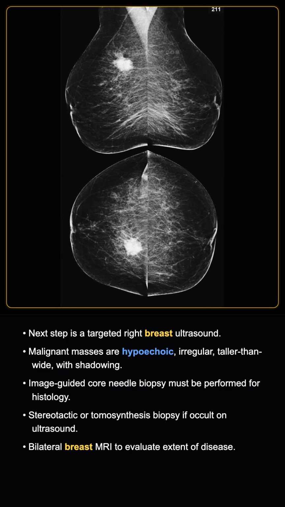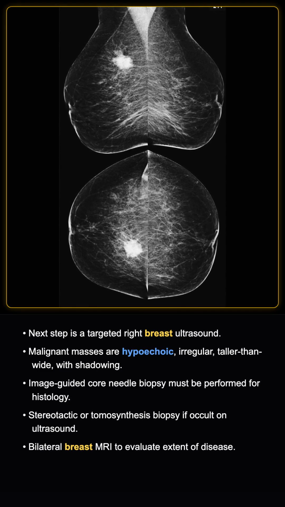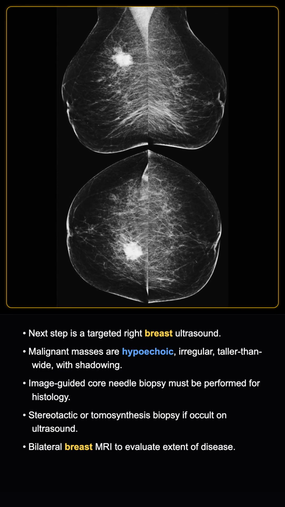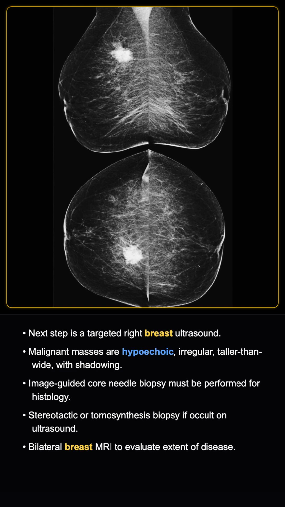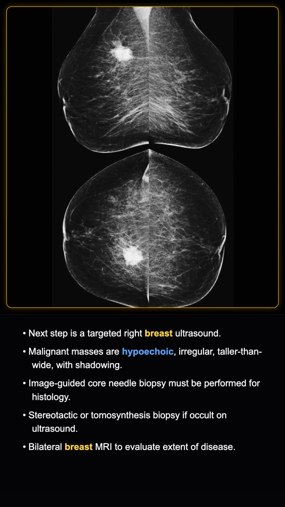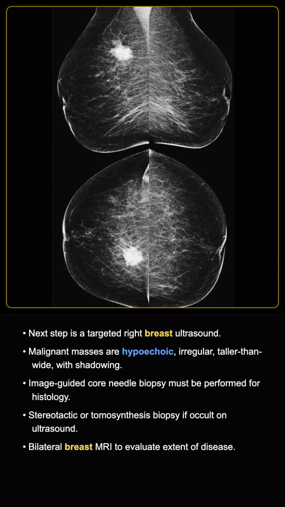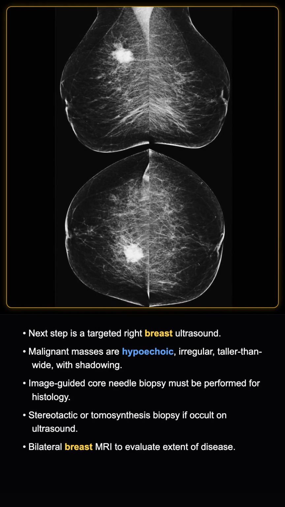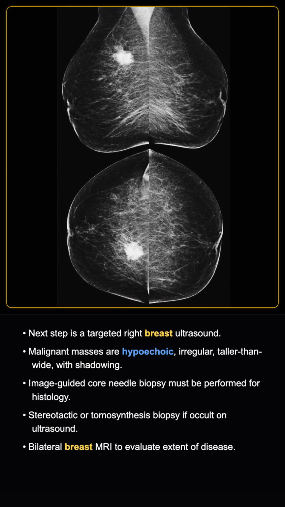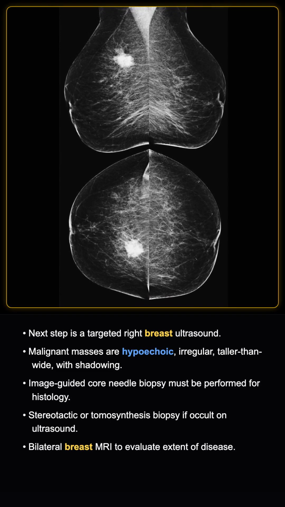Following ultrasound, an image-guided core needle biopsy must be performed to obtain histopathological tissue. If the mass happens to be occult on ultrasound, a stereotactic mammography-guided core biopsy or tomosynthesis-guided biopsy is indicated instead. Additionally, a bilateral breast MRI may be performed to evaluate the extent of disease and thoroughly screen for contralateral malignancies.